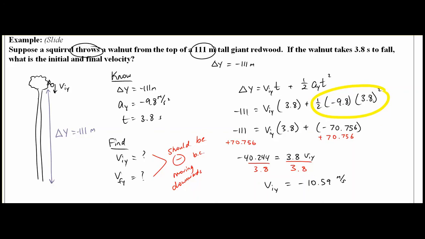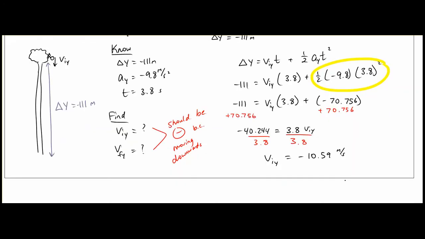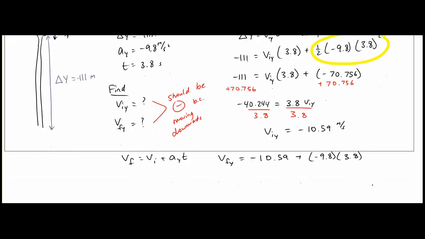It says, what is the final velocity? So now that I have my initial velocity, to find my final velocity, I'm just going to use the first equation that says v final is equal to v initial plus a_y t. And I know my initial velocity, it's negative 10.59, plus my acceleration is always negative 9.8, and my time is still 3.8. Okay, so take a moment, write that out, calculate that out, and see what you get.